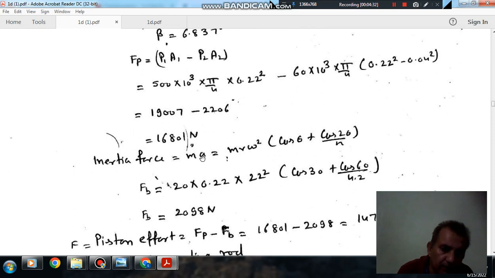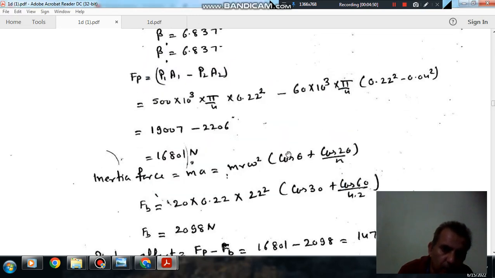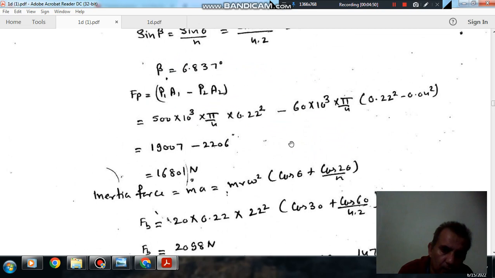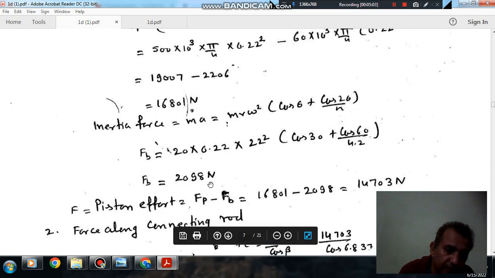M is mass of the piston and A is the acceleration of the piston. The acceleration of the piston is R omega square into cos theta plus cos 2 theta by n, where R is 0.22, omega is 22, theta is 30 and n is 4.2. So this is your inertia force, Fb. It comes out at 2098.